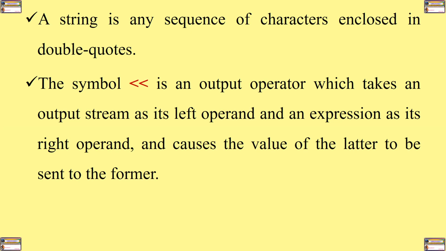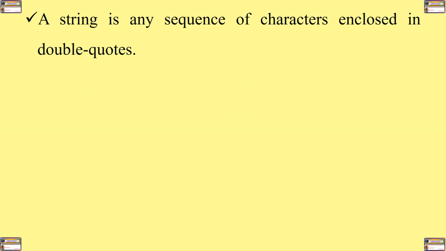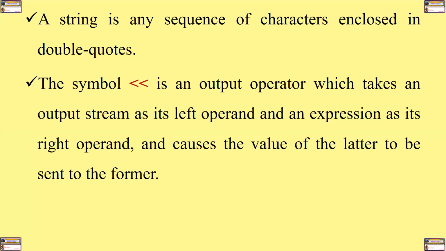So this symbol, the one which I'm displaying on the screen, is an output operator which takes an output stream as its left operand and an expression as its right operand, and it causes the value of the latter to be sent to the former.